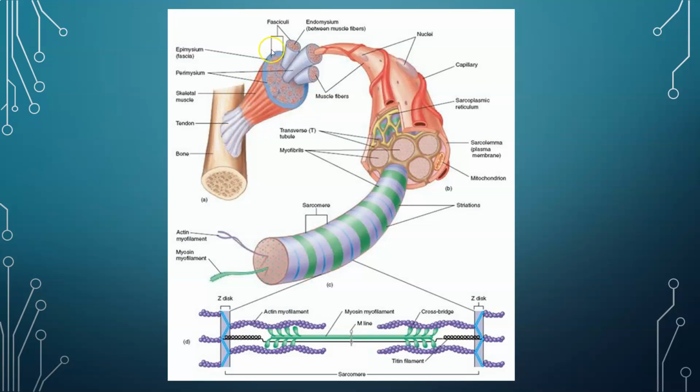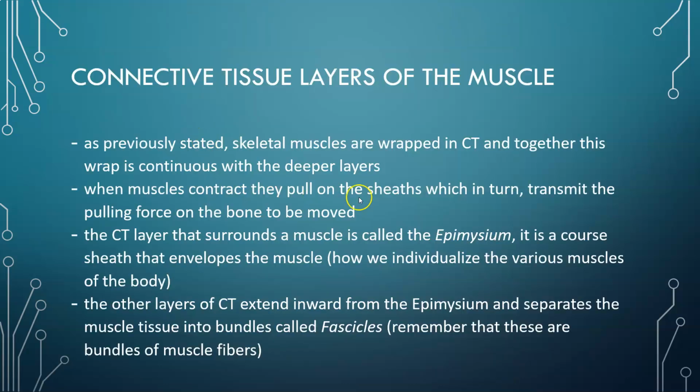And we're going to talk about all these different layers of connective tissue. So as we said, skeletal muscles are wrapped in connective tissue, and together this wrap is continuous with the deeper layers. So remember, the reason we name a muscle is that when we look at the outer connective tissue layers, we can separate one muscle from another, and hence the reason why we talk about one muscle versus another. But that connective tissue that we see on the outside of the muscle runs deep into the muscle itself, all the way down into the deep parts of the muscle. So we say that it's continuous with the deeper layers.